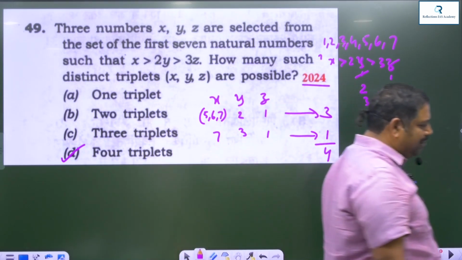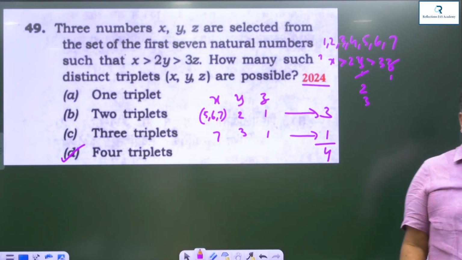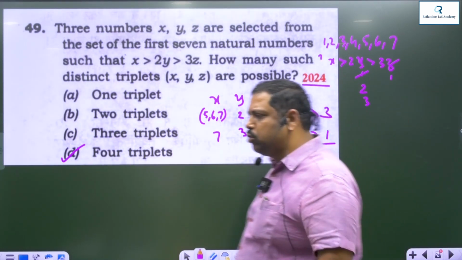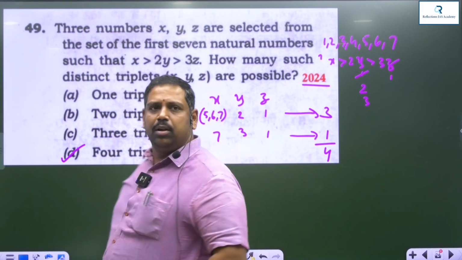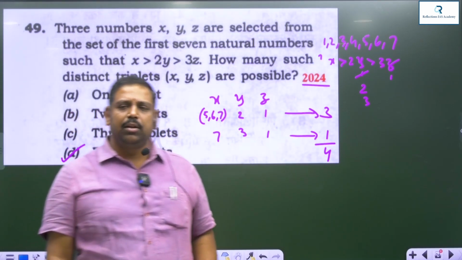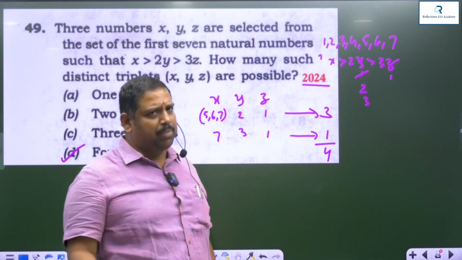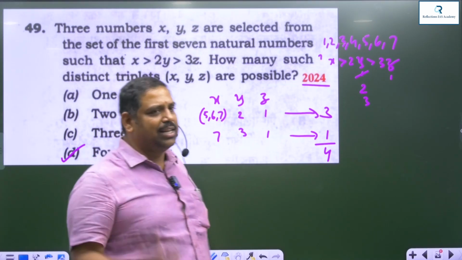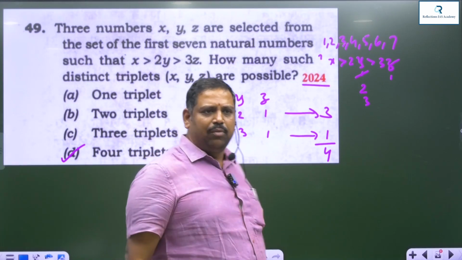Or else if you check 7 into 6 into 5 divided by 6, that is 7 into 6, 42, 210 cases you have to check. Time will permit or will not permit? Will not permit. And of course, your brain will also not permit. Yes or no? Verifying 210 cases, our brain permits or will not permit? Will not permit.